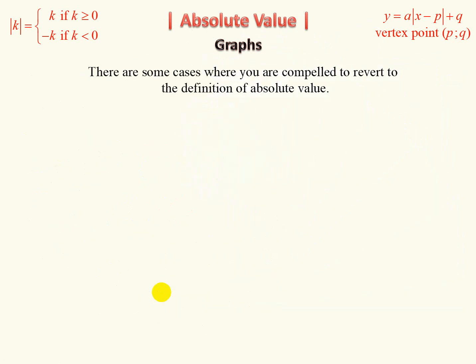There are some cases where you're compelled to revert to the definition. If it's not in that form, for example, then you're going to have to go back to definition. Here's an example of that. We have an x outside the absolute value sign. We have to go back to definition. And it all focuses around x plus 3 equals 0.